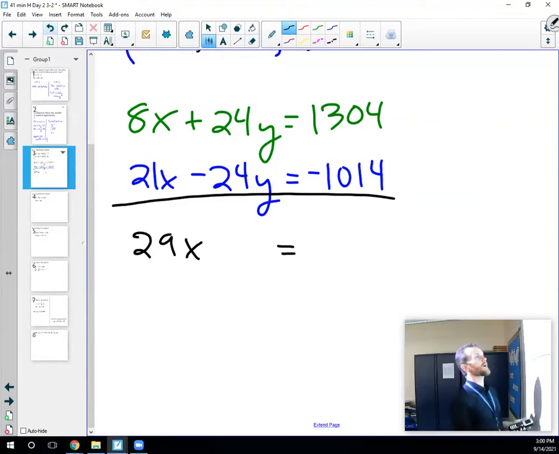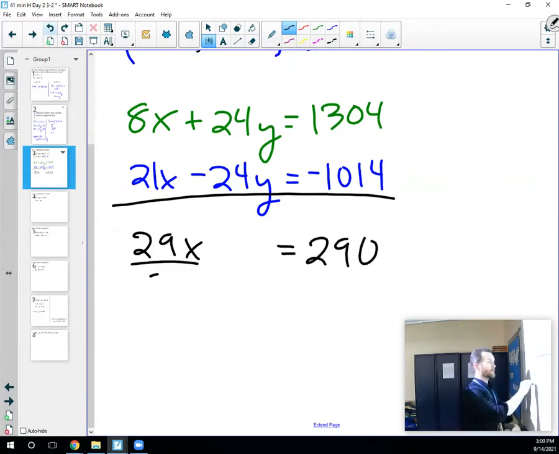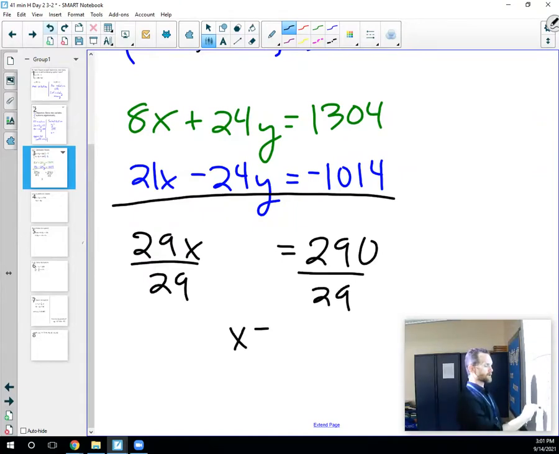And equals, on this side, we get 1304 minus 1014. Yep, 290. Now it's a one-step equation. We divide by 29 and we get 10. 290 divided by 29, x equals 10.